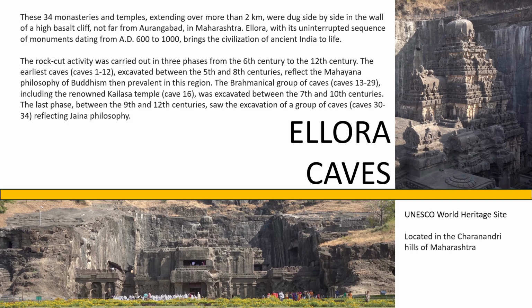Because of their exceptional architecture of ancient India, the Ellora Caves were inscribed as a UNESCO World Heritage Site in 1983. These 34 monasteries and temples, extending over more than 2 kilometers, were dug side by side in the wall of a high basalt cliff. The rock-cut activity was carried out in 3 phases from the 6th century to the 12th century.